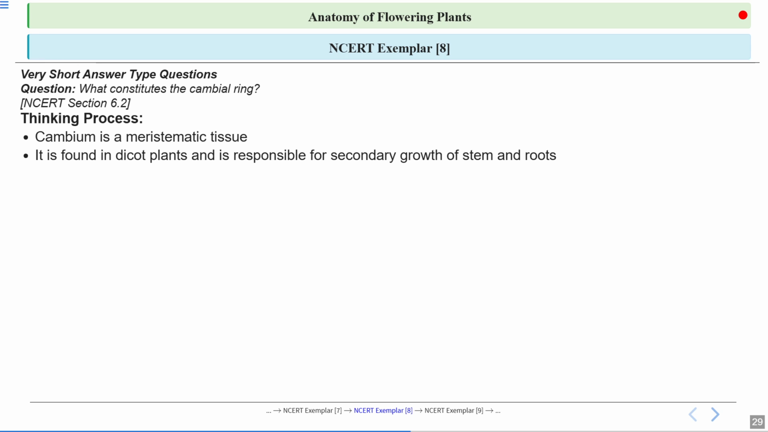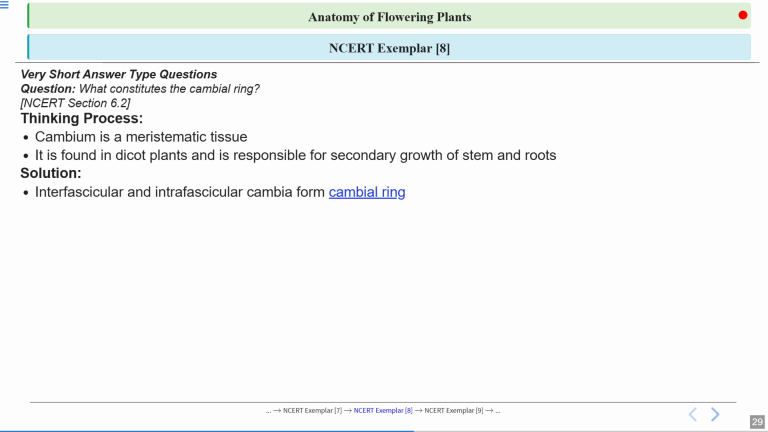Yes, it is found in the dicot plant, and it is not present in the monocot. The cambium is not present in the monocot, and that is why their vascular bundles are called what? Their vascular bundles are called closed type of vascular bundle. And just opposite to that, in the case of dicot, it is called open type of vascular bundle. So this cambium is responsible for the secondary growth of the stem and roots in the dicot plant.